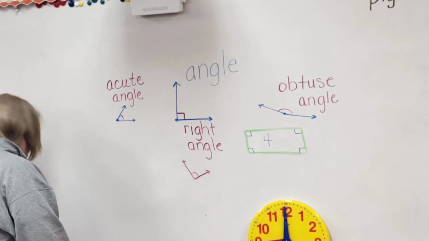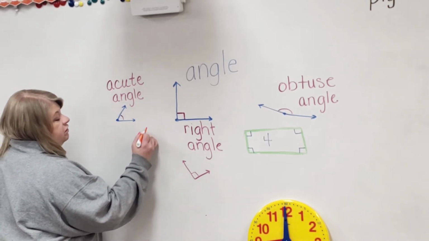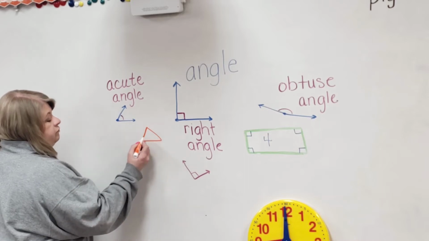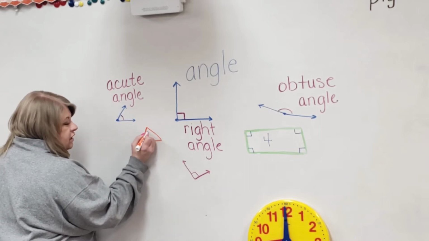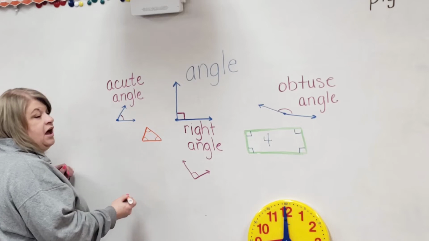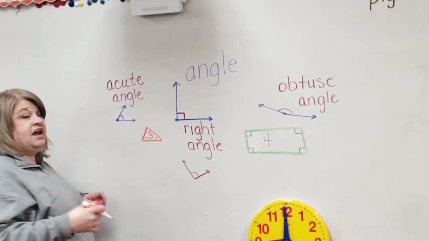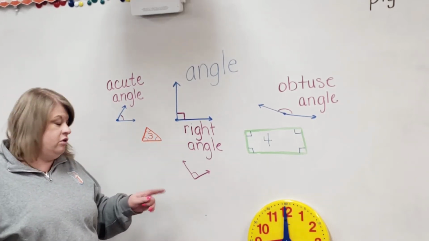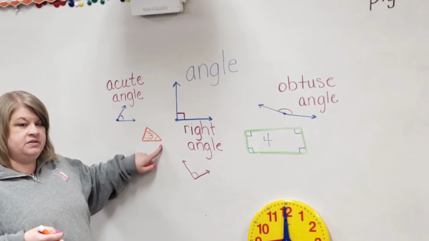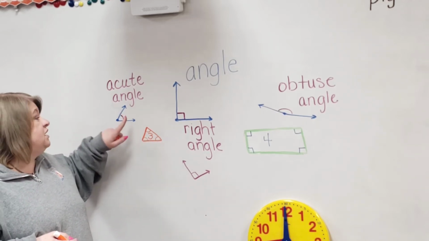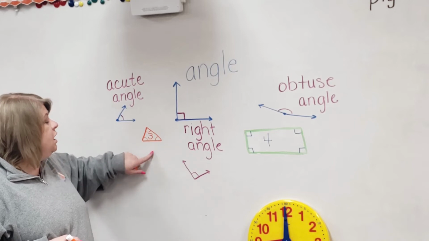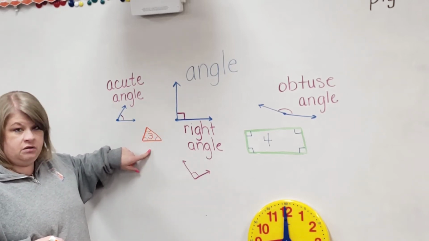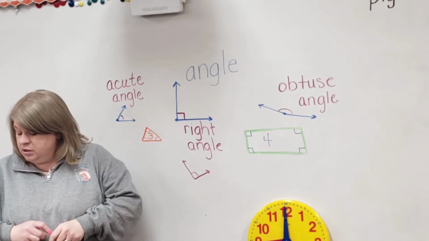So we have our triangle. Here's an angle. Here's an angle. Here's an angle. How many? 3. Just like our triangle. What kind of angles are these? If you said acute angles, you are right, because they're smaller than the right angles. All right, good job.